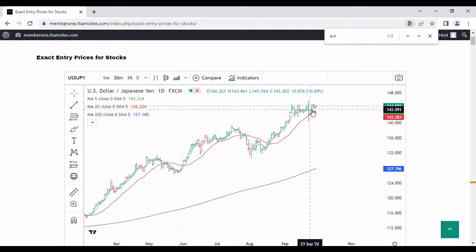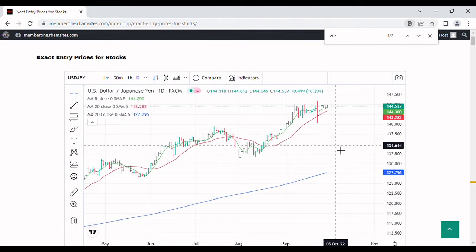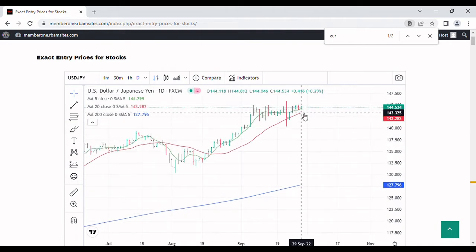People are starting to panic and think maybe, hey, this currency's going as far as it's going to go. It's debatable if that's true or not, because the price is still above the 5-day, still above the 20-day, and obviously in a bull market because it's way higher than the 200-day.